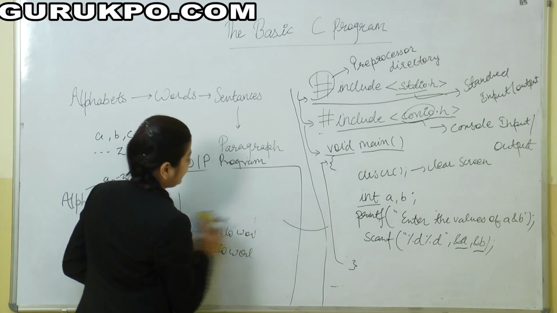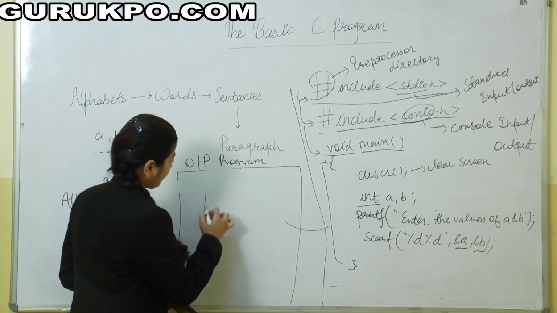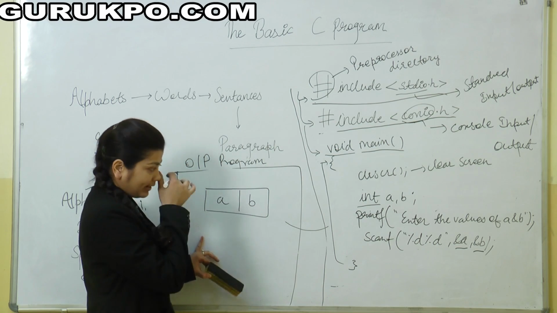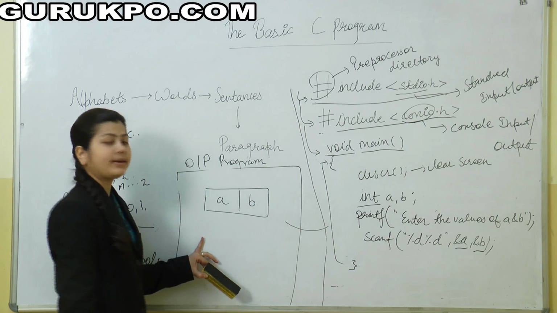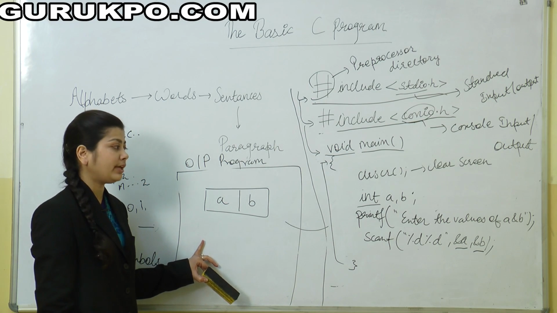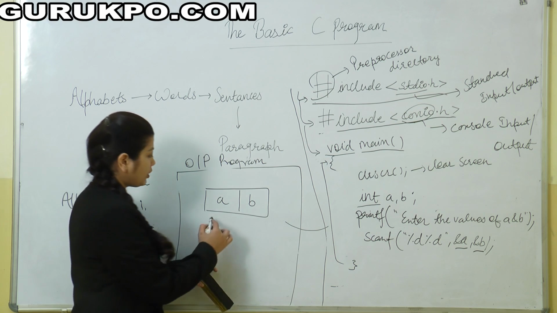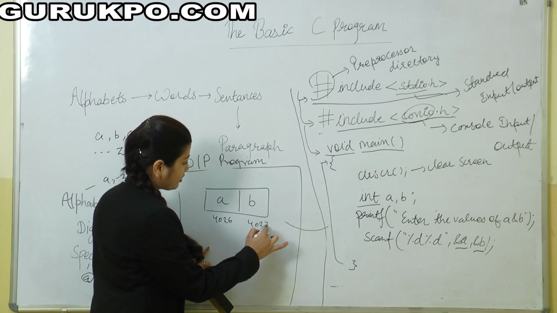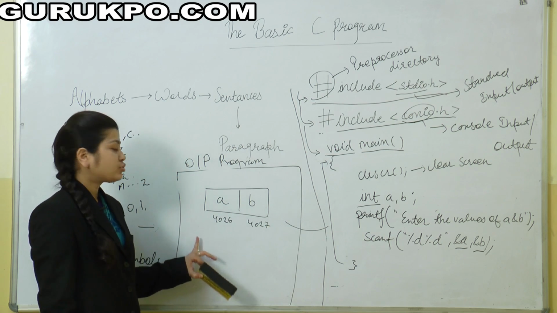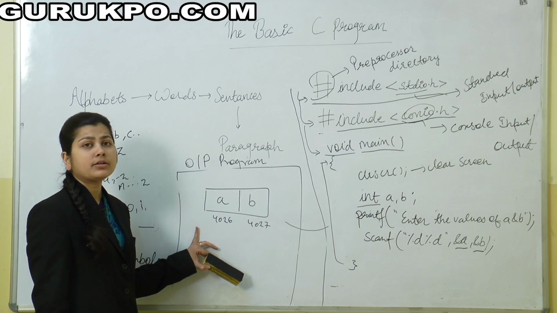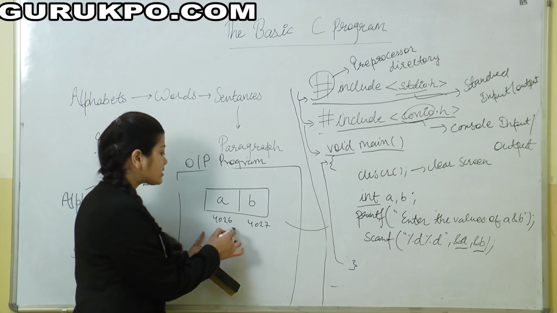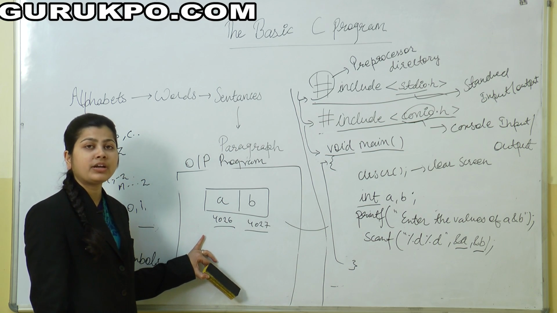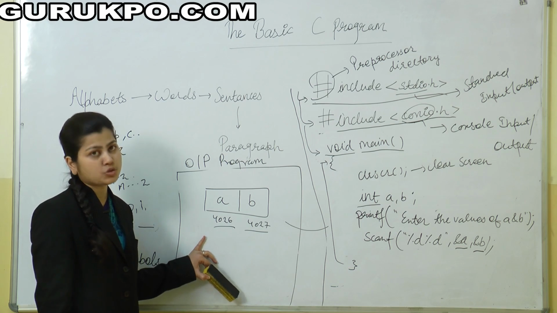For example, in our memory, the variables are a and b. So in scanf, the address is given for the variables' storage. For example, the address of a is 4026 and the address of b is 4027. So the variables a and b are stored in our memory at these locations. These are the locations of the variables where the values of the variables are stored.